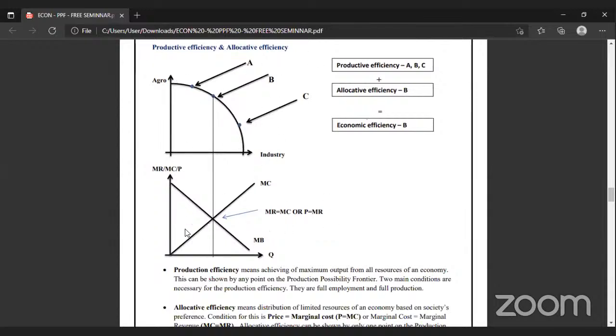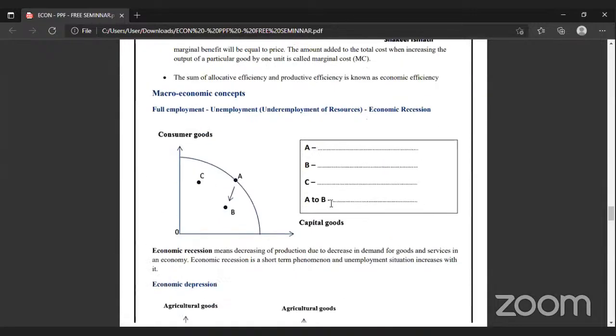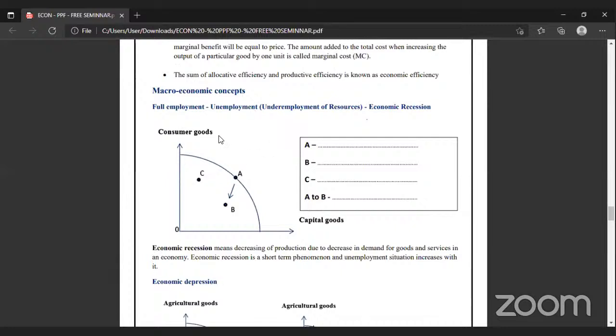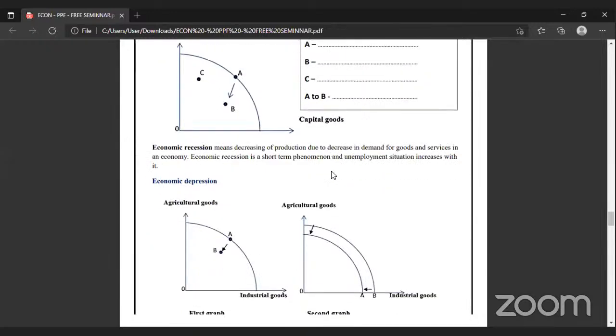How it's explained comparatively with the marginal cost and marginal benefit. Marginal cost and marginal benefit. This marginal cost and marginal benefit you will study in your 8th or 7th unit, in the external benefit, right? And after that the macroeconomic concept, how to show unemployment. These questions we did, right, inside the curve, on the curve, right?